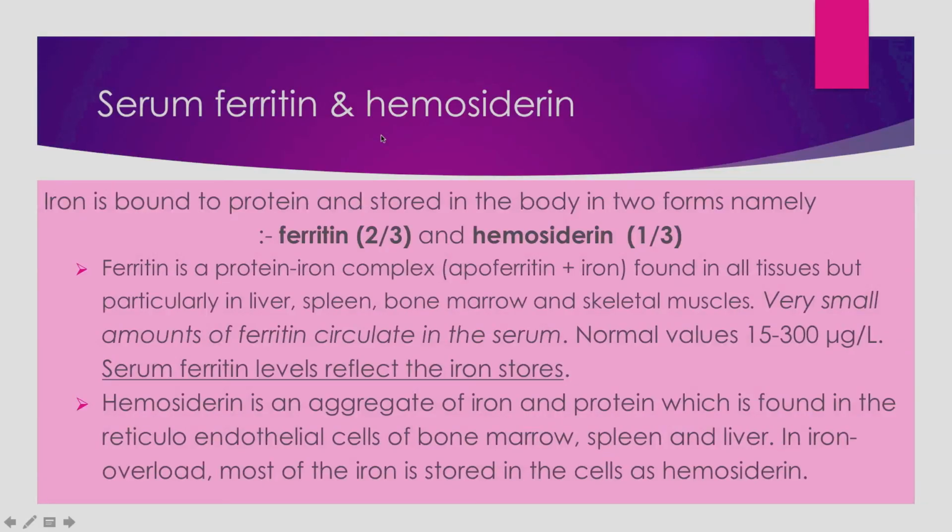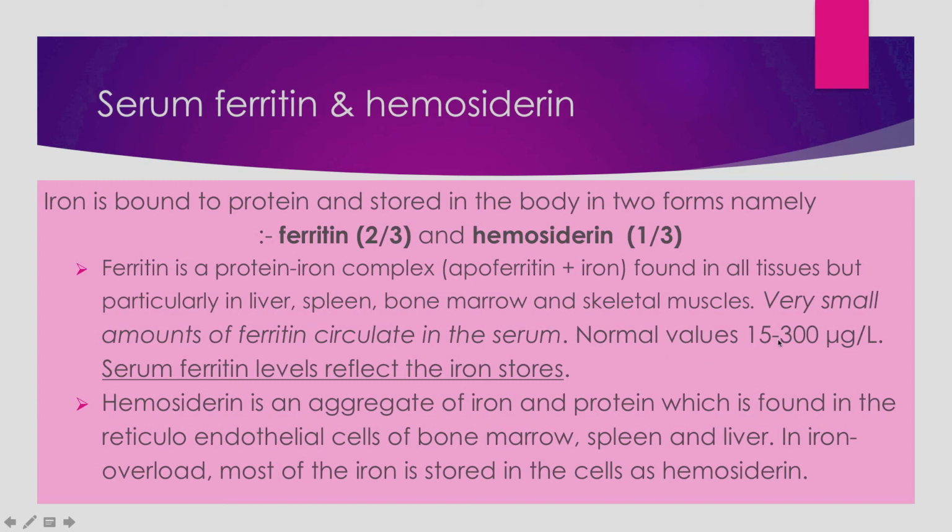So now let us study the serum ferritin. Serum ferritin is a lab test, as well as hemosiderin is also a lab test. So iron is bound to protein and stored in the body in two forms. One is ferritin and one is hemosiderin. Ferritin is a protein iron complex, apoferritin plus iron, and that forms ferritin. It is found in liver, spleen, bone marrow, skeletal muscles. A very small amount of ferritin circulates in the blood serum as well.